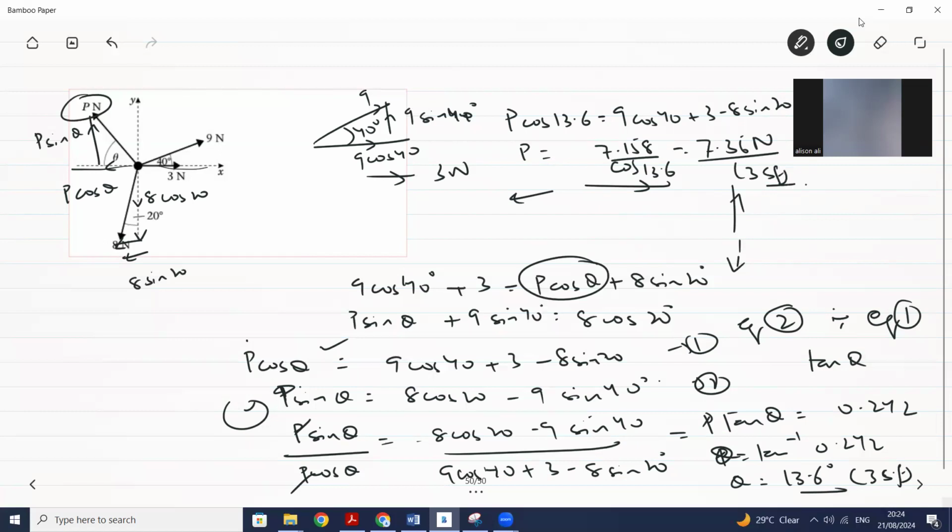I hope that these two questions will help you out in the exam, because this question is a bit difficult, with two unknowns directly in one part, that is P and theta. So this will help you out. I hope you have understood this.